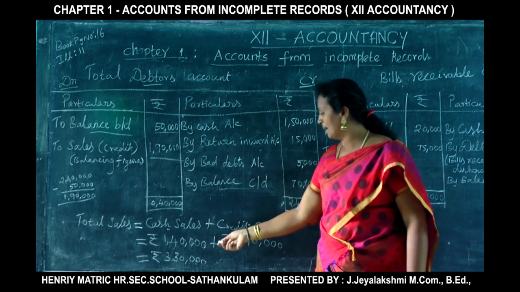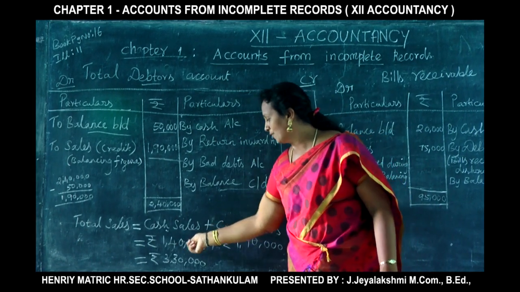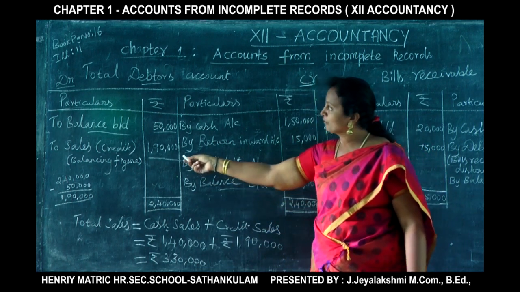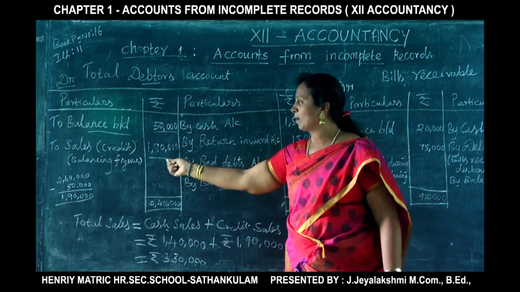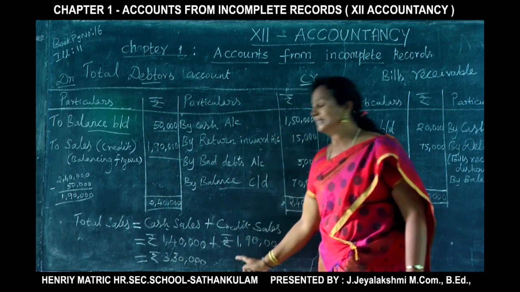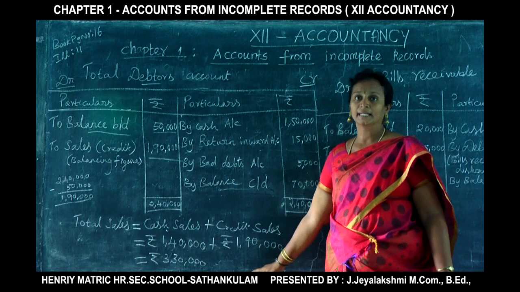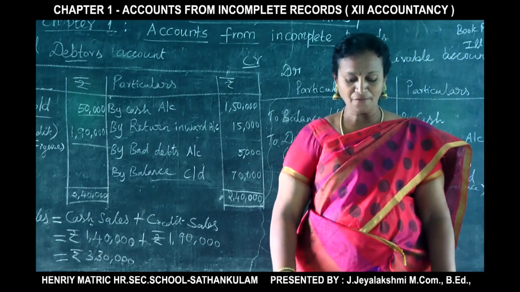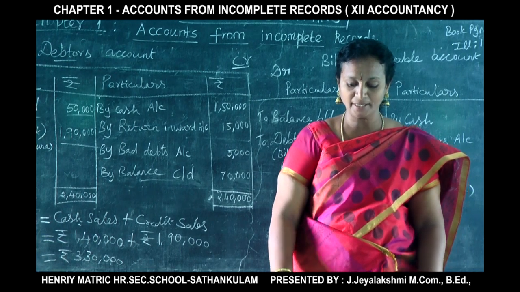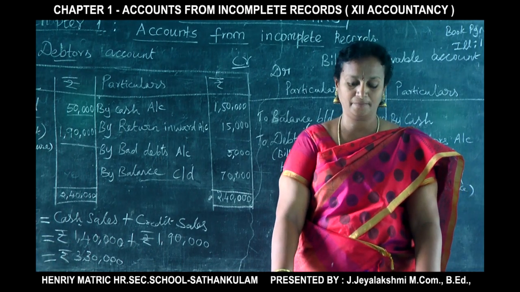Already we have been given 1,40,000 as cash sales. Then from total debtors we have obtained 1,90,000. So by adding these we get 3,30,000.